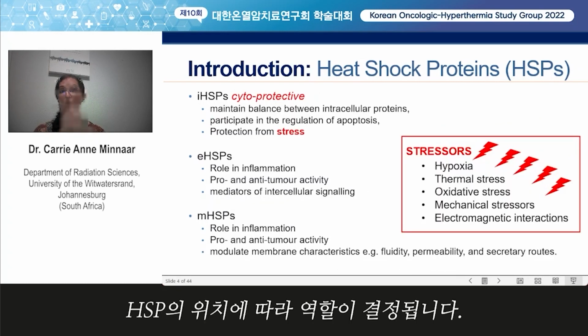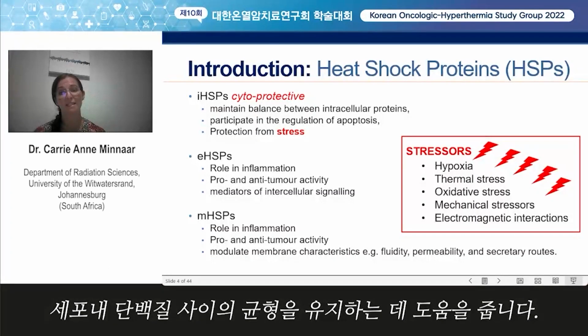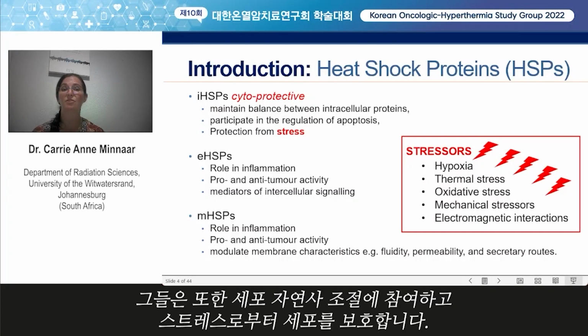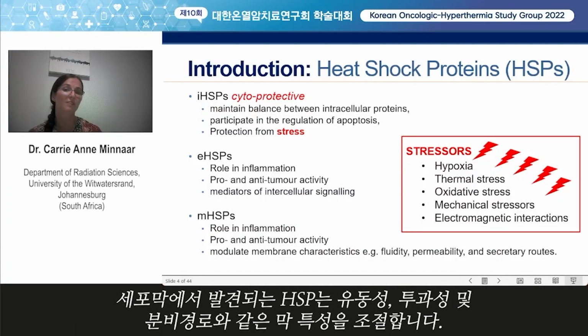The location of HSPs determines their roles. HSPs found intracellularly act as molecular chaperones and assist in maintaining the balance between the intracellular proteins. They also participate in the regulation of apoptosis and protect the cells from stress. Extracellular HSPs, on the other hand, are important mediators of intercellular signaling. And HSPs found on the cell membrane modulate the membrane characteristics such as fluidity, permeability, and the secretory routes.